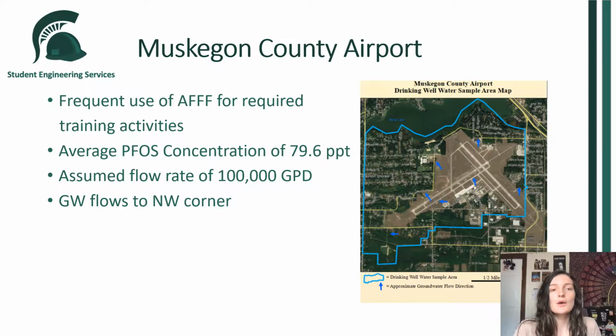There is currently no data available on the amount of groundwater leaving the site per day, so an assumed value of 100,000 gallons per day was made. And EGLE was able to provide the information that groundwater flows to the northwest corner, so the treatment system will be placed there since that is where the groundwater is already naturally flowing.